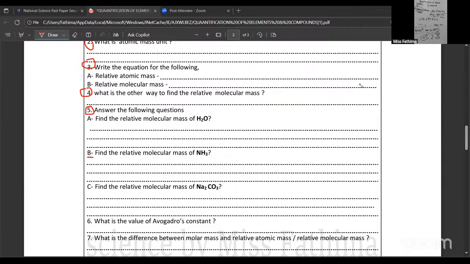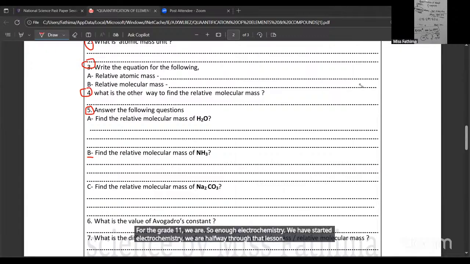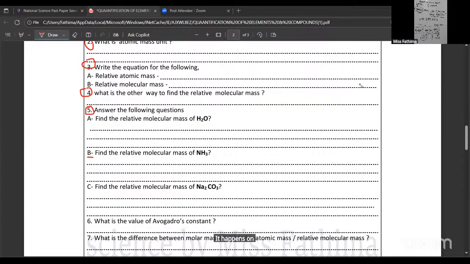For grade 11, we are at the lesson of electrochemistry. We have started electrochemistry and we are halfway through that lesson. It happens on Saturday at 4 p.m.